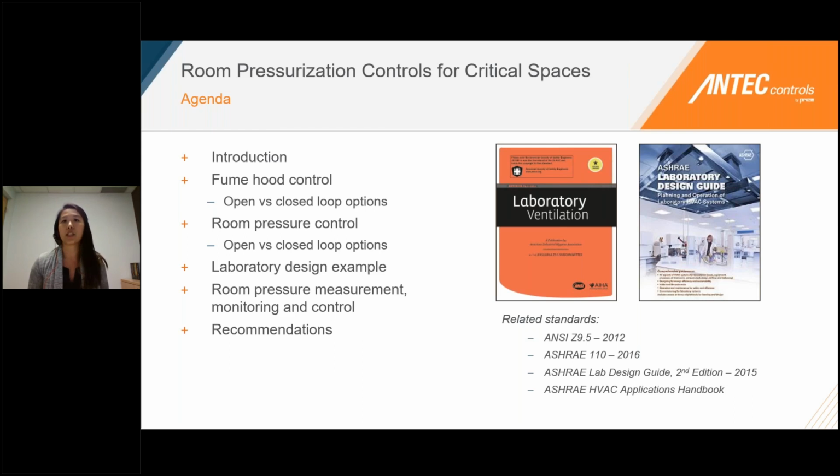And throughout the presentation today, I will be referencing specific standards. I'll be referencing NFPA 45 quite a bit, the ASHRAE 110 standard, the ASHRAE Laboratory Design Guide, and also the ASHRAE HVAC Applications Handbook.